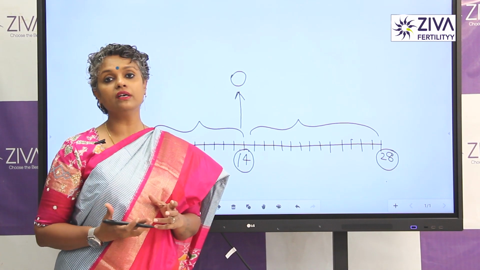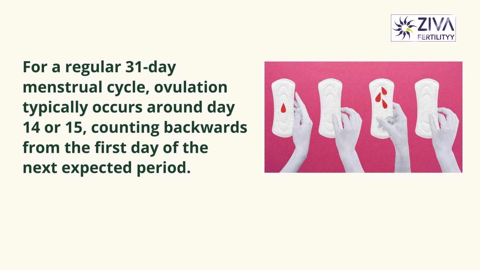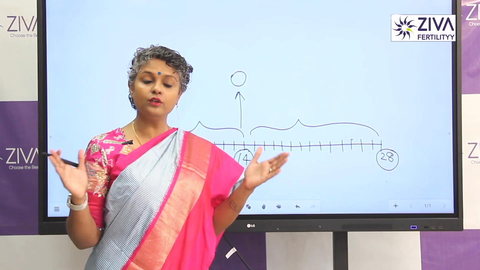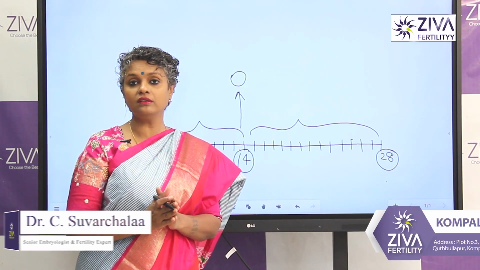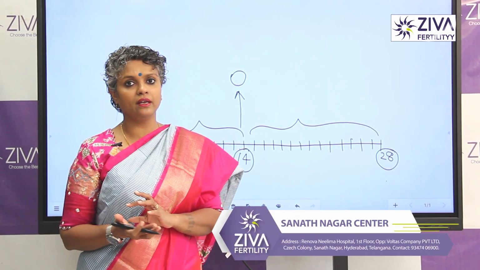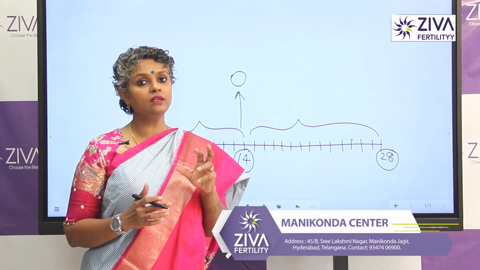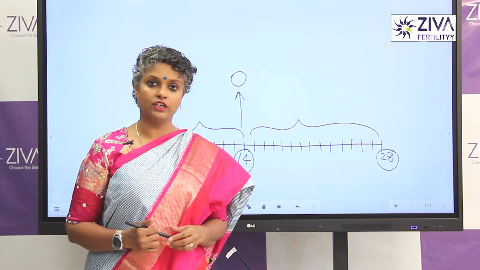For instance, if you have a 31-day cycle, and it is regular, then you have to calculate backwards and see which day, 14 or 15, is the day of your ovulation. So no matter what the duration of the whole cycle, it is 15 days before the next menstruation that you ovulate. So if you have a regular cycle, whether it is 30, 28 or 29 days, just calculate 15 days back, and your body will also give you some changes, which is when you can assume that you are ovulating. Of course, there are also many kits available called LH kits, luteinizing hormone kits, which are useful for predicting ovulation. These are the phases.